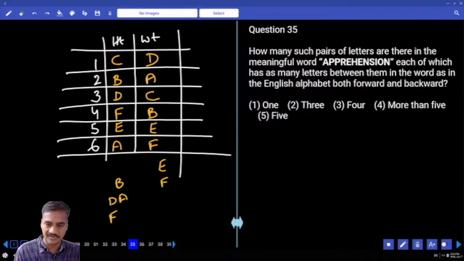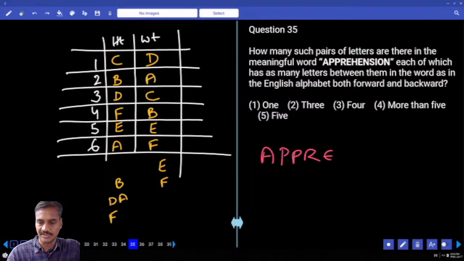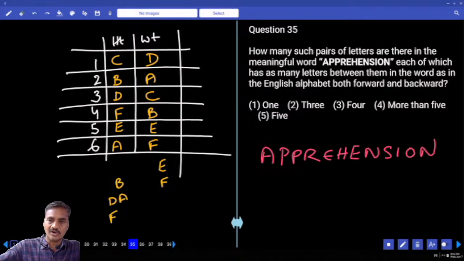Then 35, now how many such pairs of letters? What is the word we have? APP, RE, HEN, SION, apprehension. Then how many such pairs of letters are there in the word apprehension? Now starting with A, then tell me how many are there?